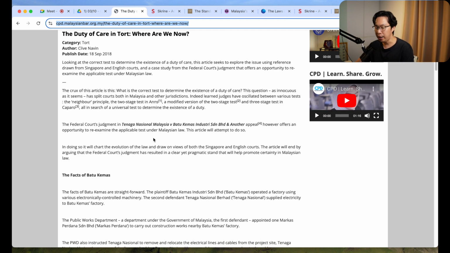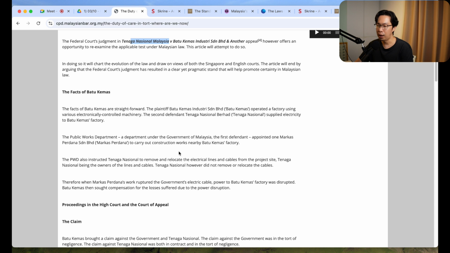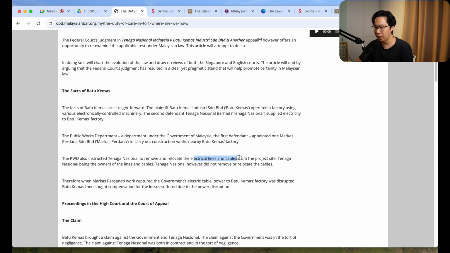This is a duty of care. You also sometimes see this case of Batu Kemas. This is a TNB case where they were doing some digging on the road to fix some electrical thing, then accidentally destroyed some of the electrical wiring, causing the whole industrial area in Batu Kemas to have no electricity for a few days or so. They lost a lot of money, so they sued TNB for the tort of negligence. I want you to read that, on electrical lines.